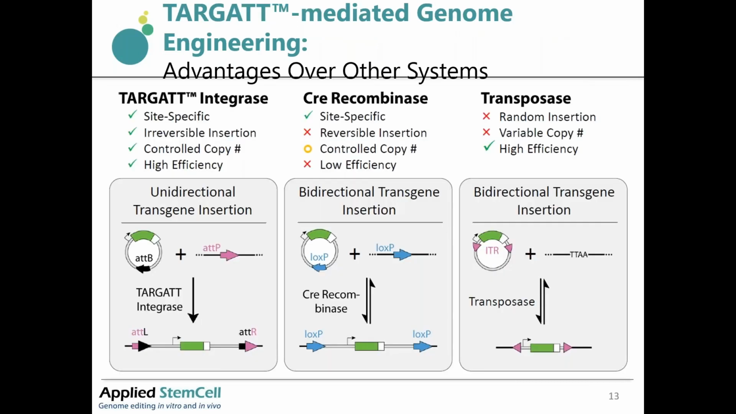To compare the target system with other systems on the market, the advantages of target are that it is site-specific, irreversible, and has controlled copy number, and efficiency is high. As for recombinase, it's site-specific insertion. However, it's reversible insertion, copy number depends, and the efficiency is very low. And as for transposase, the integrase knock-in efficiency is high. However, it's random insertion, and the copy number is very variable.